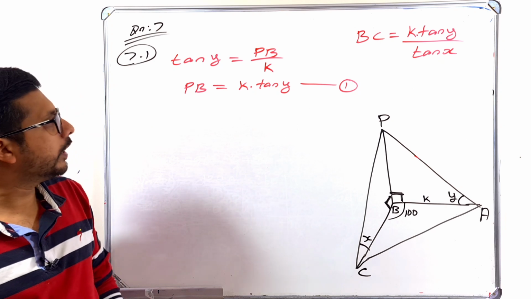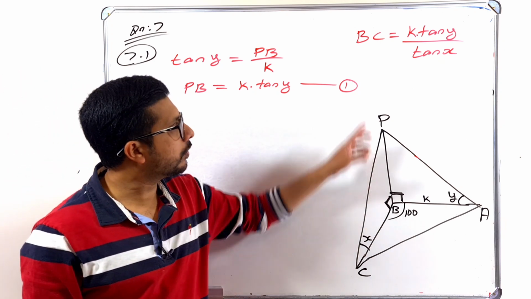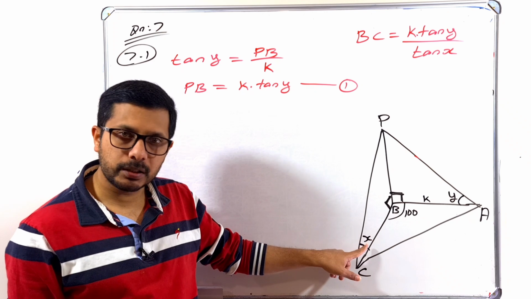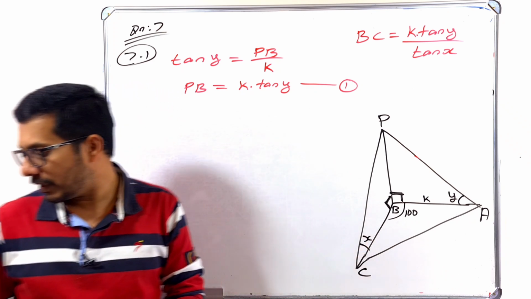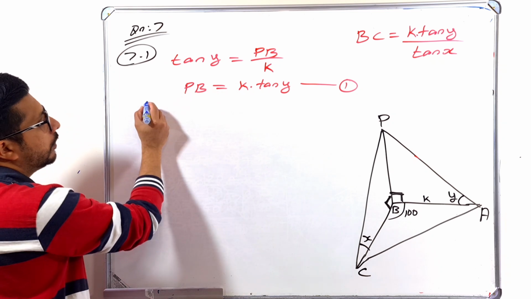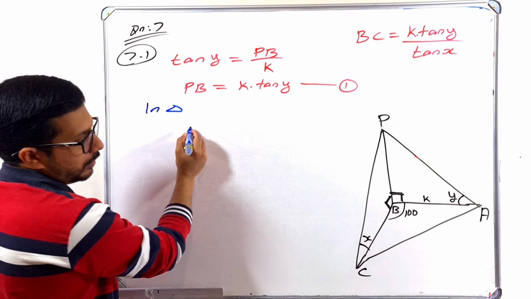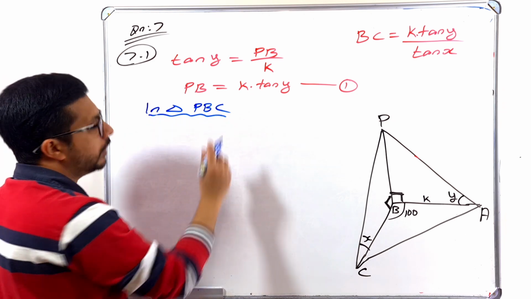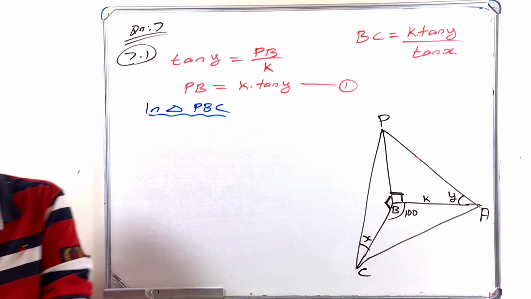Now I'm going to apply tan X here also. So in this triangle, I'm going to apply tan for this angle. So what is that one? This one is in triangle PBC. So what about the other one? Which triangle was that one?